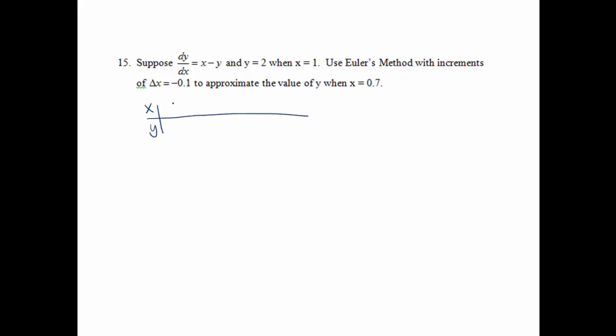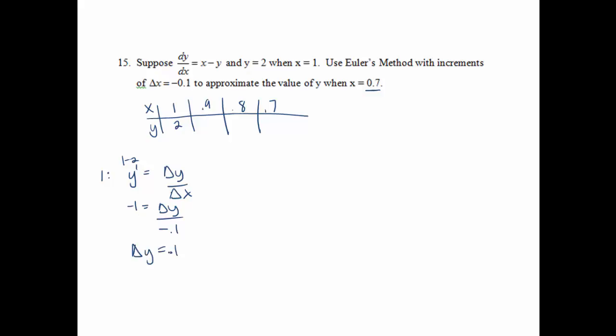My first xy will be (1, 2). I know my increments this time are negative 0.1, so I'm going to have 0.9, 0.8, 0.7, and I get to stop because that's what I want, 0.7. Okay, so step 1, y prime equals delta y over delta x. My y prime is x minus y, so in this case I'll do 1 minus 2. That will give me negative 1 equals delta y over delta x. Delta x is negative 0.1, so if I cross multiply, I will get delta y equals positive 0.1. So I'm going to add 0.1 to my y, which will now give me 2.1.